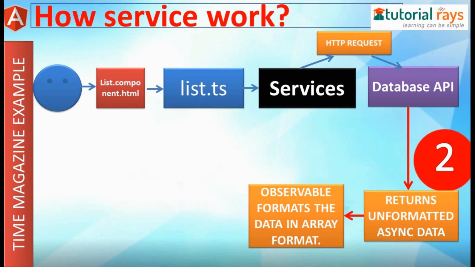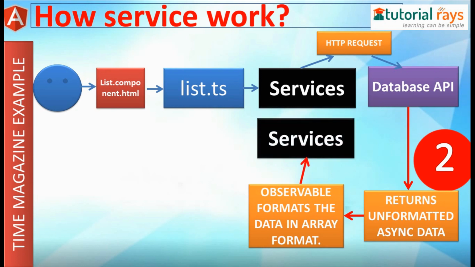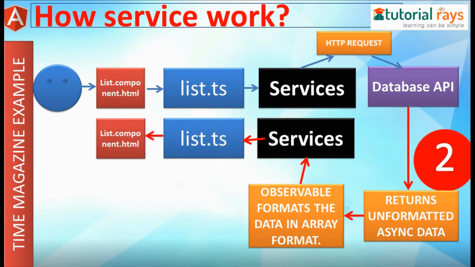and then this raw data is filtered, controlled, and managed by the observable, and then the filtered array is returned to the services, and then it returns to the list.ts file, and then this TS file is ultimately passed to the HTML, and the user sees the result. So this is the complete process of how the services and observable work.